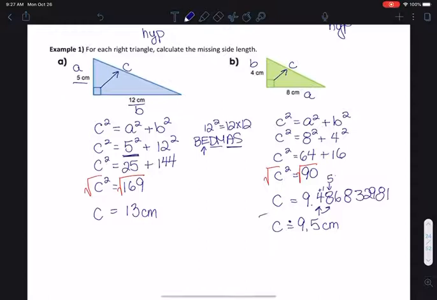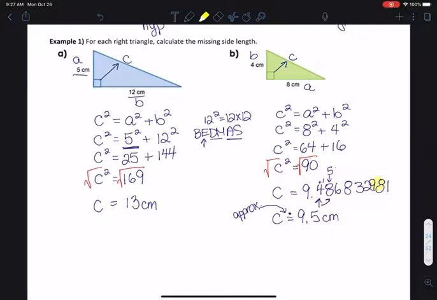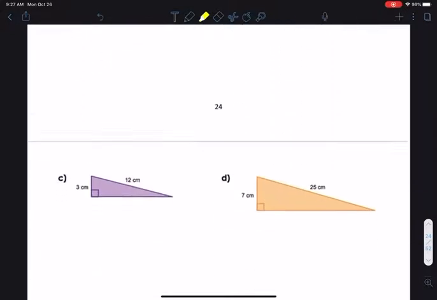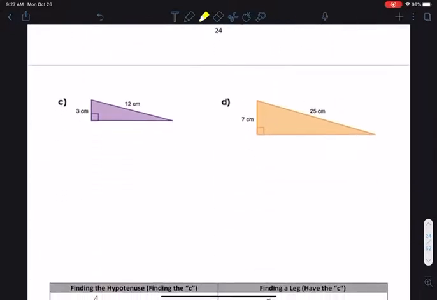So this little dot up here means approximately. So that says or about 9.5. So I have to round when I get to questions like this. So that was 9.5 centimeters. Coming up to the next set of questions.